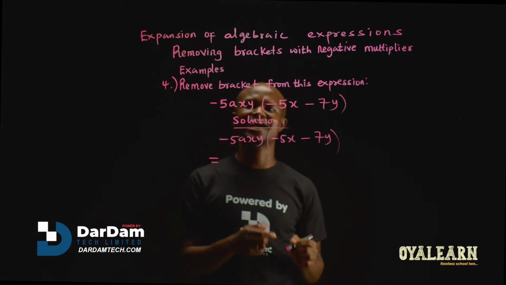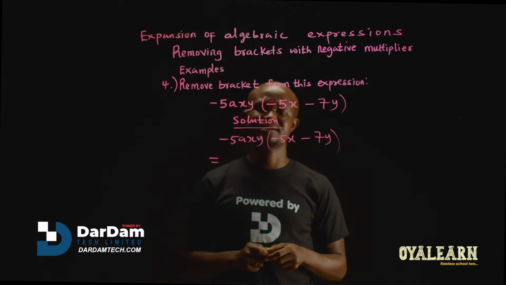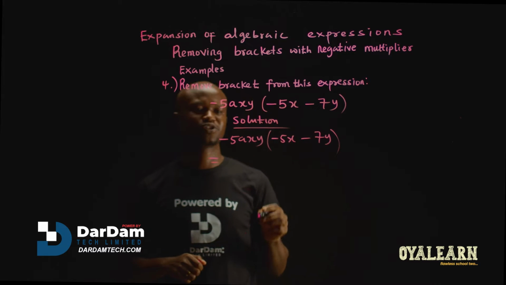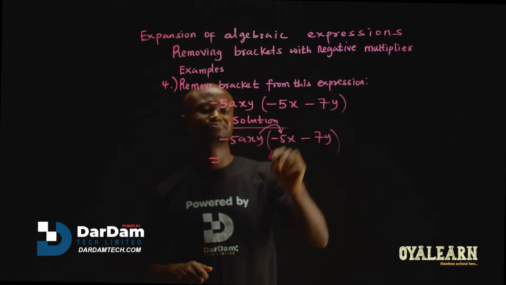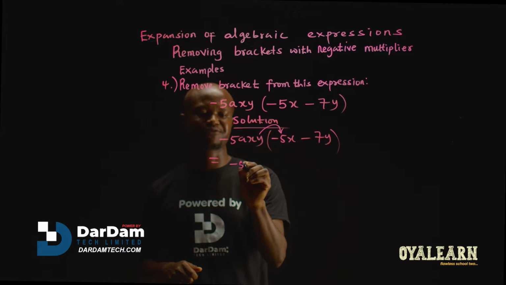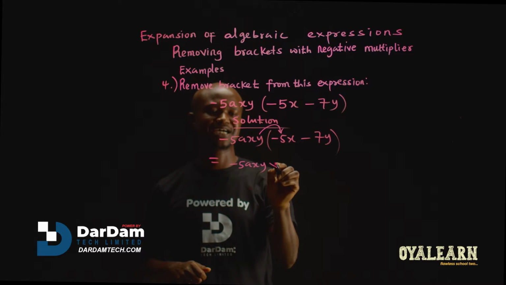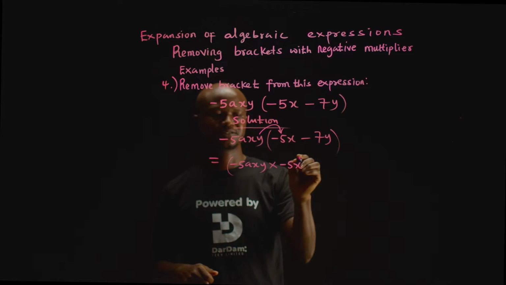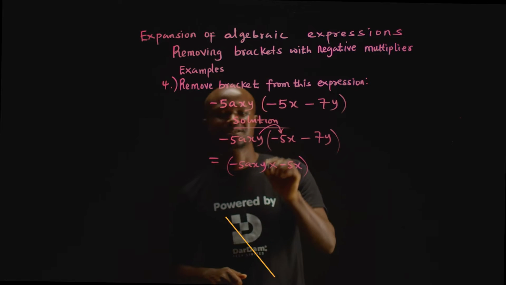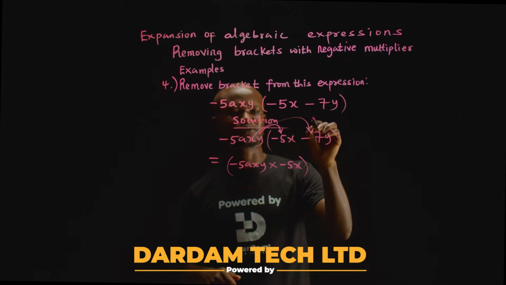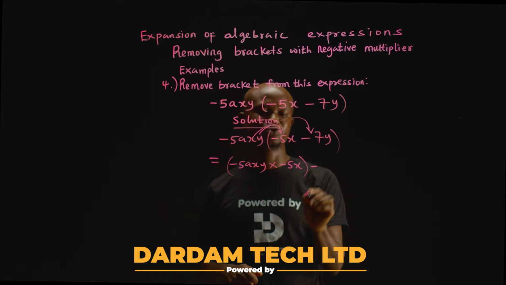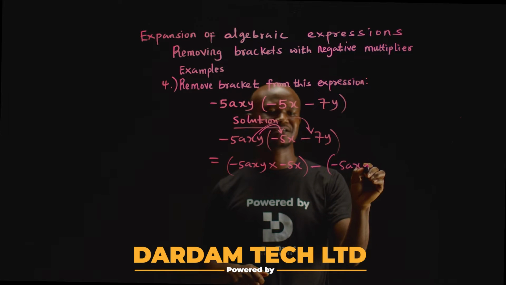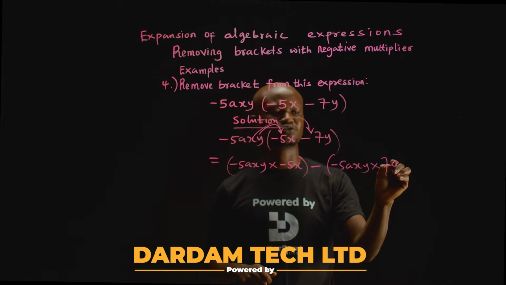Now, minus 5axy is the multiplier, and this is a negative multiplier. So the multiplier, we multiply the first term. We have minus 5axy times minus 5x. Multiplying the first term, the multiplier will also be used to multiply this. We have minus at the middle here, so we have minus 5axy multiplying 7y.